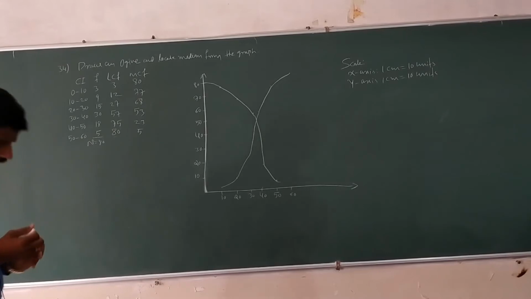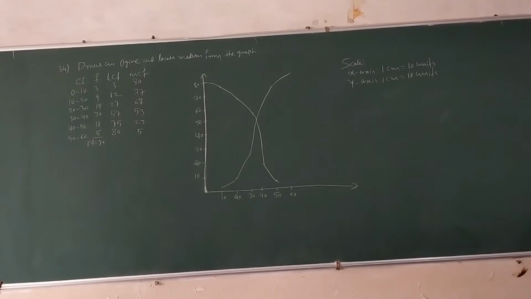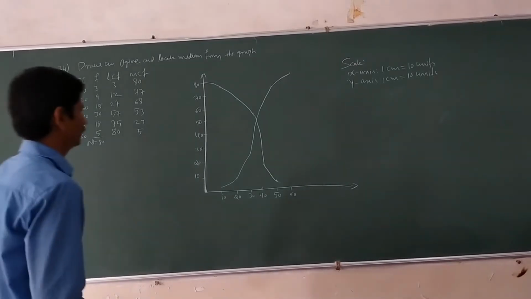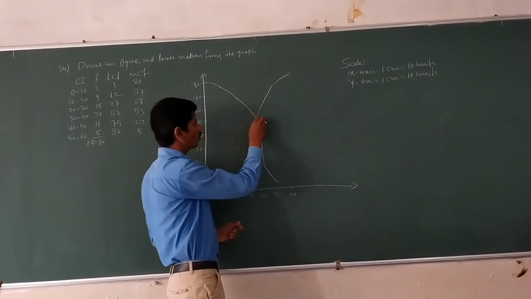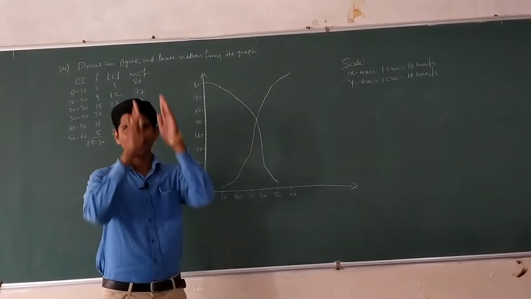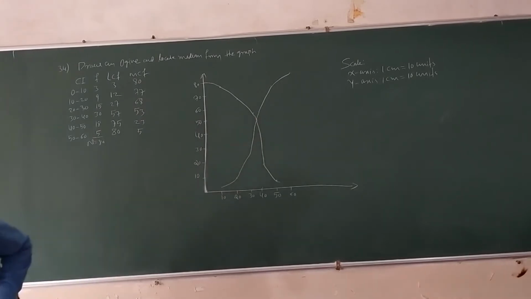Once again, the less than cumulative frequencies are drawn against upper class limits, and more than cumulative frequencies are drawn against lower class limits. Here, the two ogives are drawn together with a common axis. From the point of intersection of these two ogives, draw a line perpendicular to the x-axis.